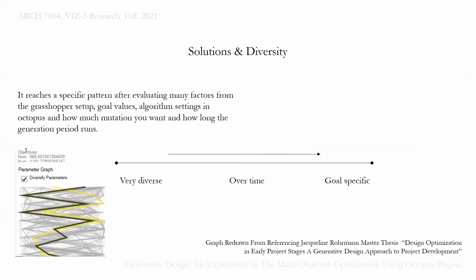So it reaches a specific pattern, as you can see in the parametric graph. It reaches a specific pattern after evaluating many factors from the Grasshopper setup, goal values, algorithm settings in Octopus, and how much mutation you want and how long the generation period runs, because it is always different depending on how long you leave your generation period. So it starts with very diverse random solutions, and then over time it gets more goal specific.